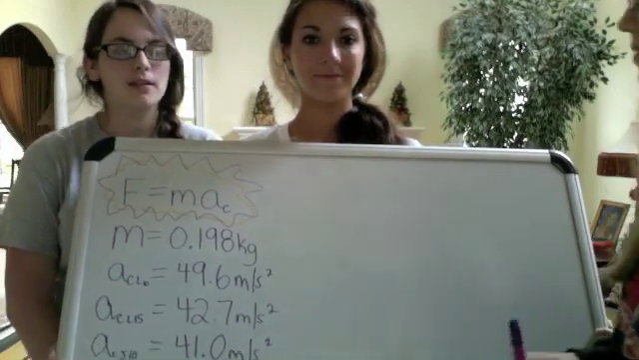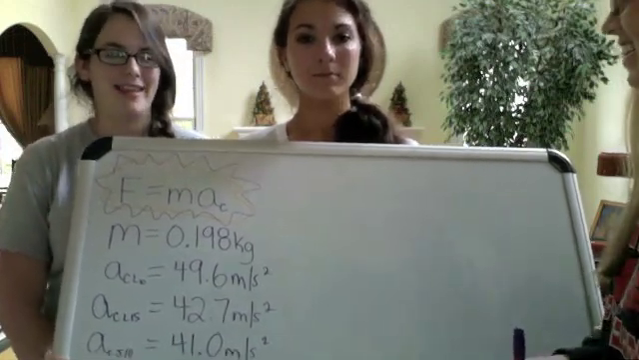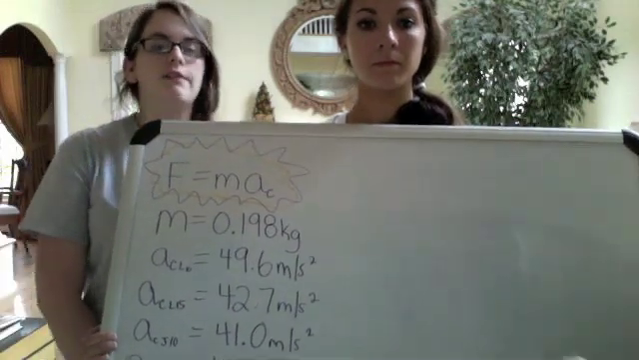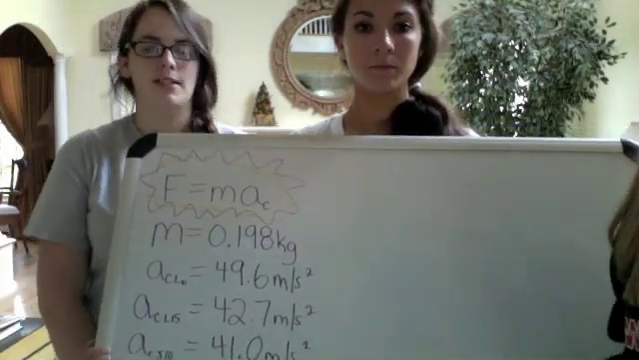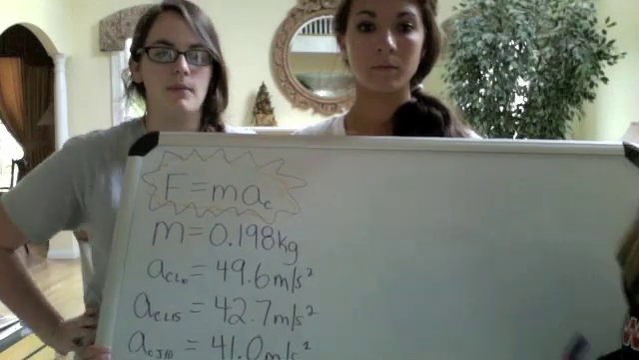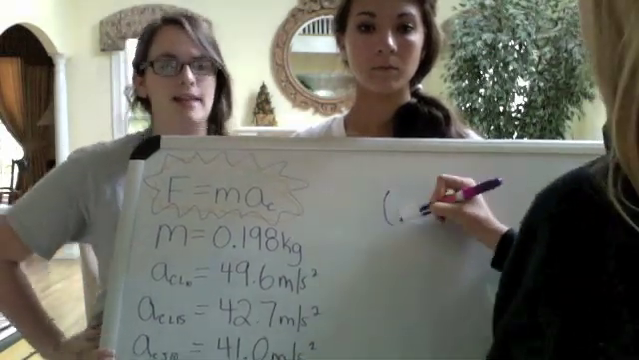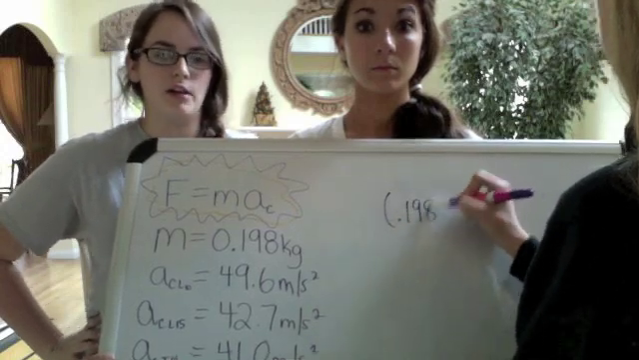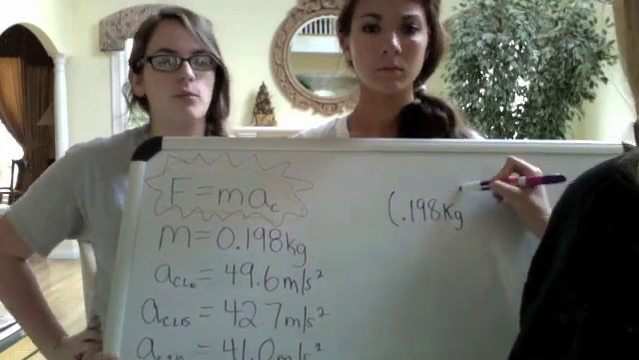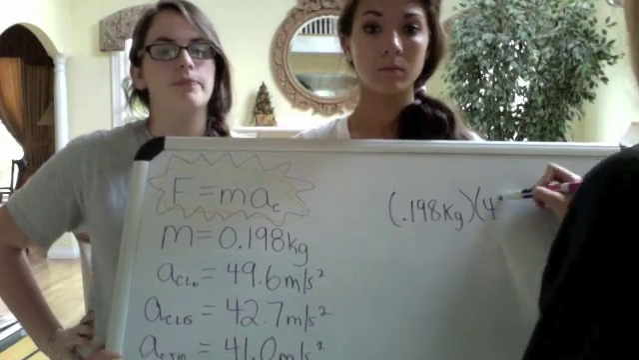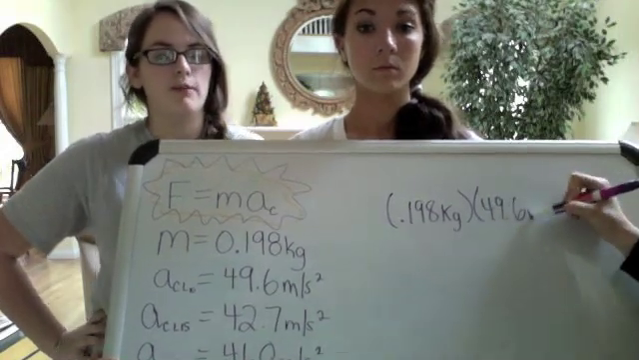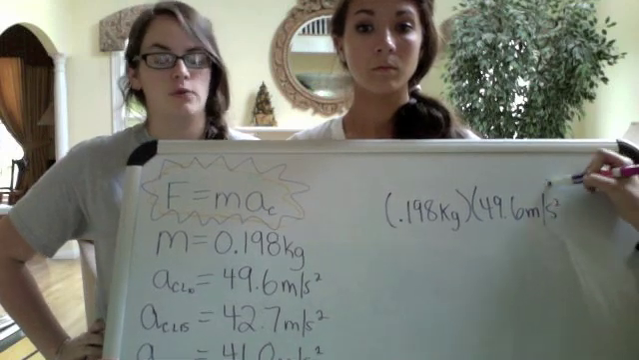Centripetal force is the force that acts toward the center of the circular path. To find Lindsay's centripetal force in her 10-second interval, you multiply the mass, which is 0.198 kilograms, by her acceleration, which was 49.6 meters per second squared. Her centripetal force came out to be 9.8 newtons.